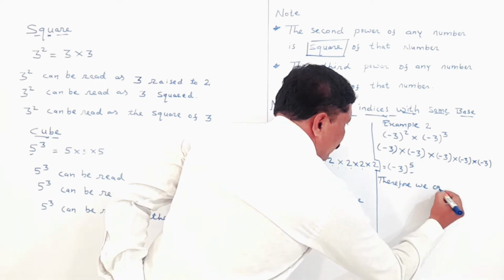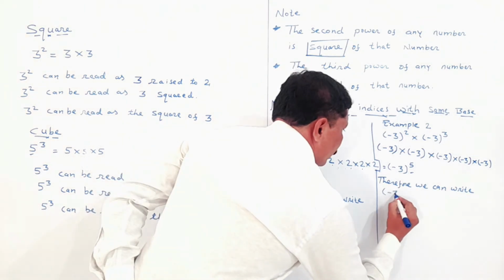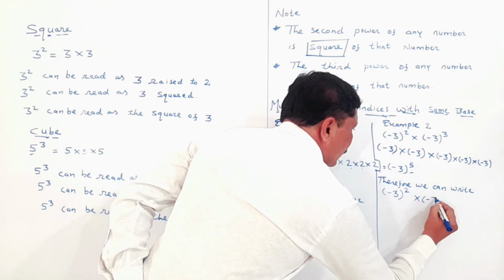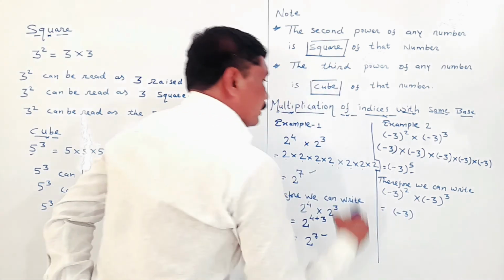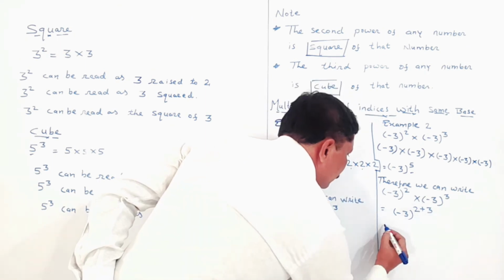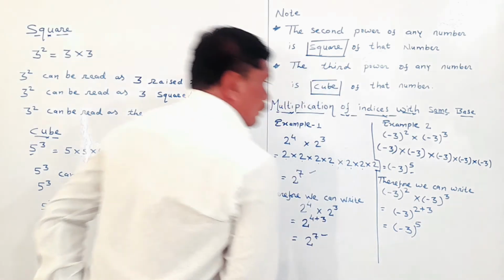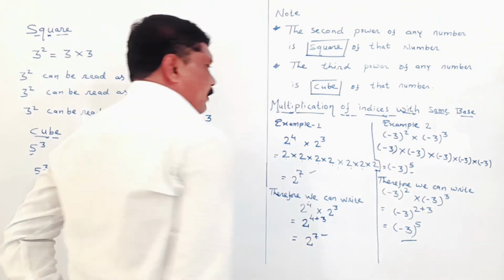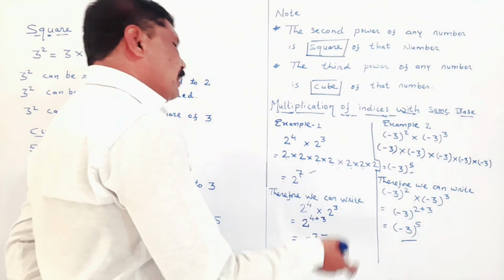Therefore, we can write minus 3 raised to 2 into minus 3 raised to 3 as minus 3 raised to 2 plus 3, which is equal to minus 3 raised to 5. My dear student, in both the conditions we got the same answer. Let's try to study it with one more example.